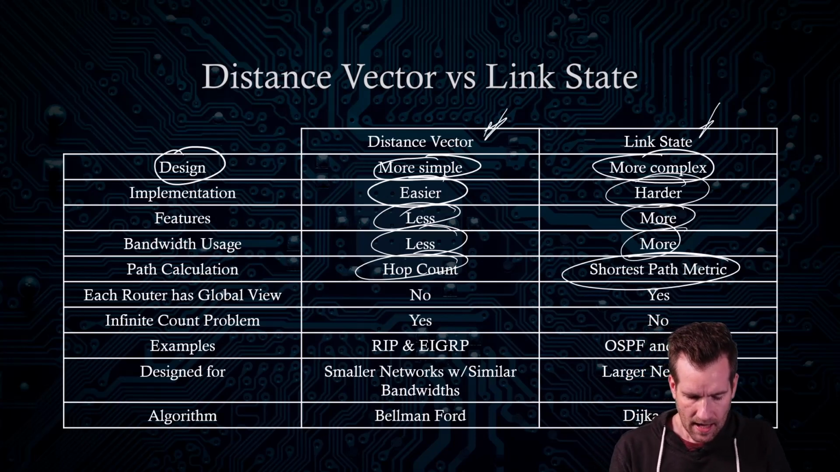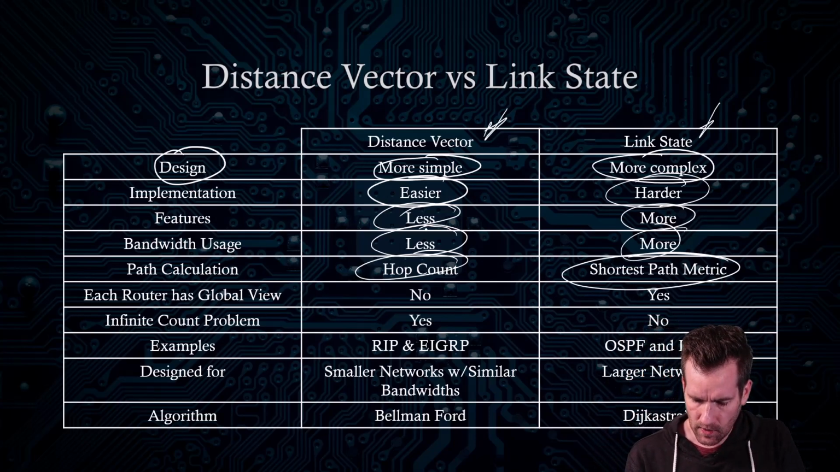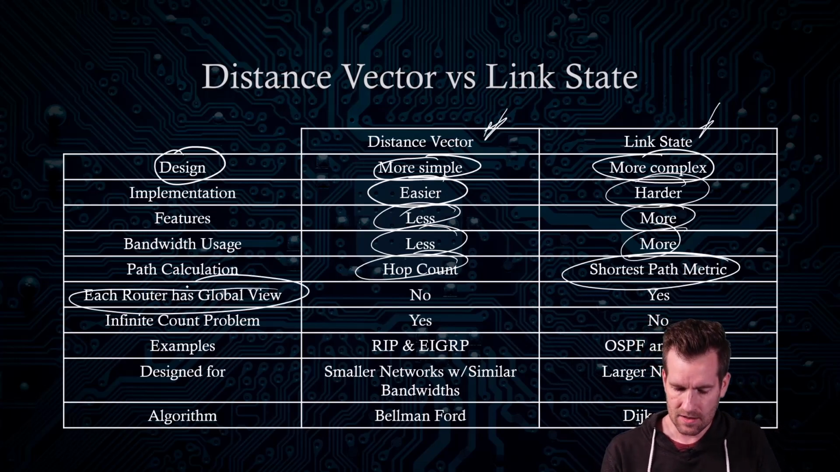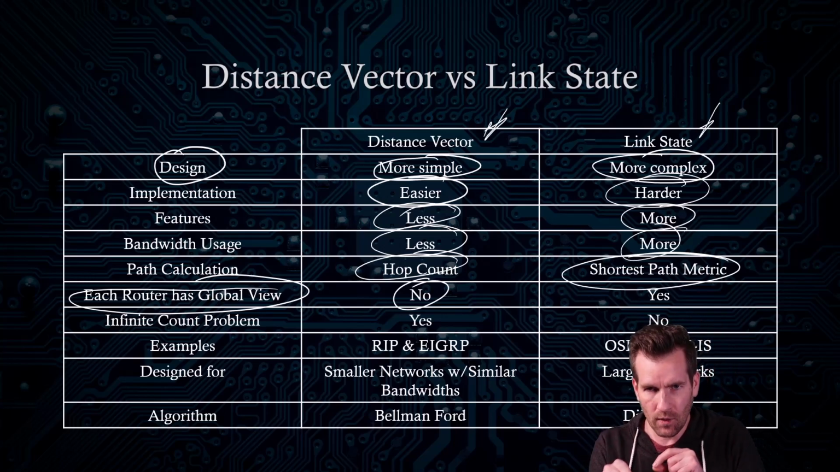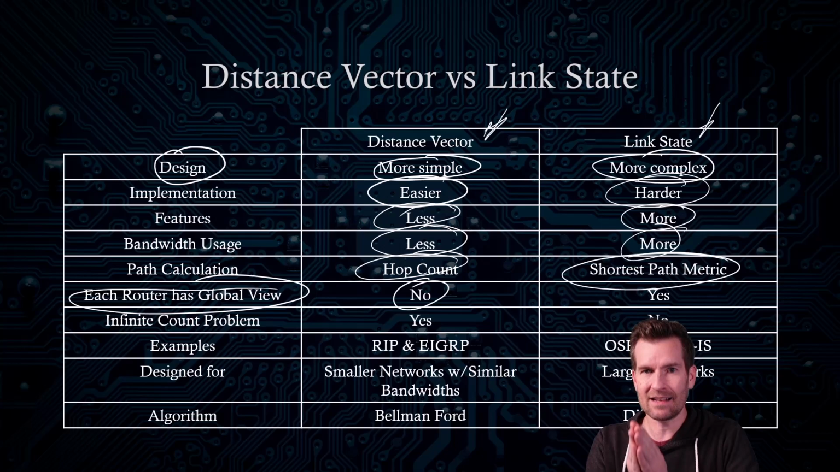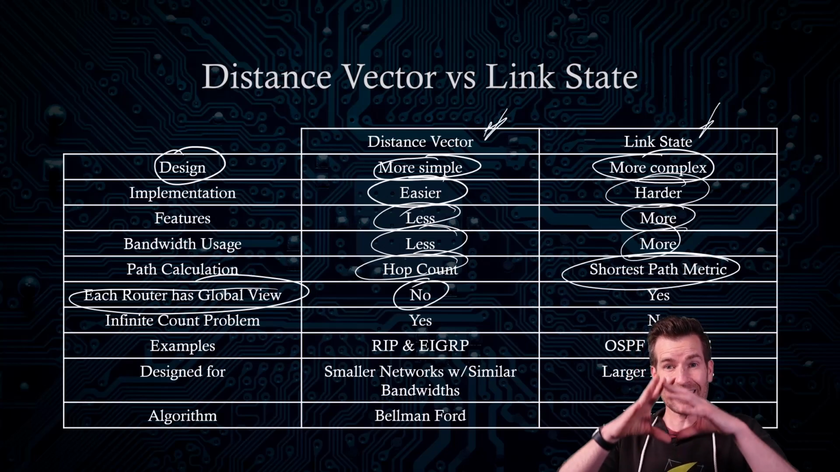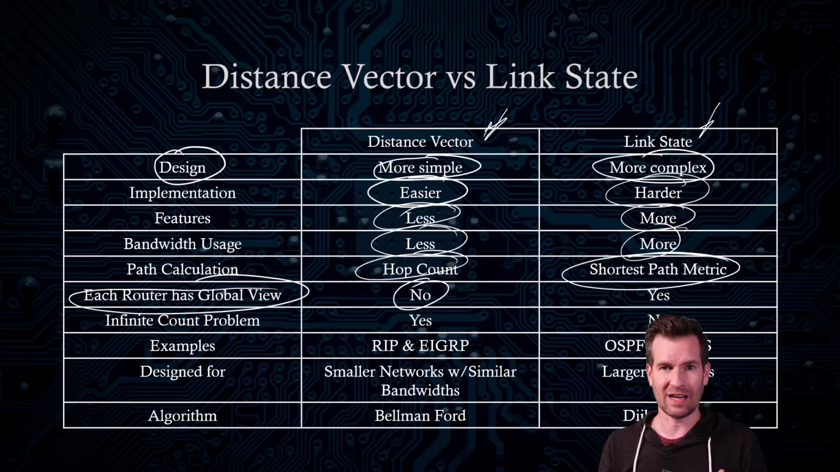Distance vector, for each router, does each router have a global view? And so distance vector, no. All it's seeing is just where do I send it to get closer to that end destination? Versus the link state has the whole picture in mind.